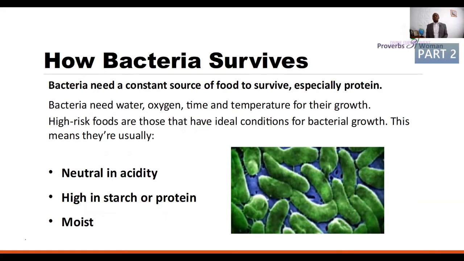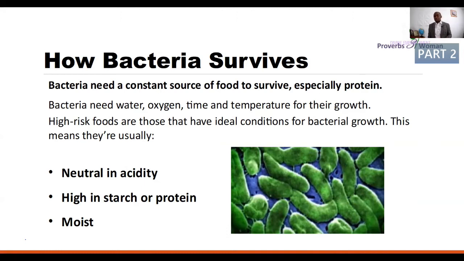Okay, now bacteria need water, oxygen, time, and temperature for their growth. If we don't have water, oxygen, time, and temperature, the bacteria cannot multiply. So they need all these components in order for them to grow. Now, high-risk foods are those that have ideal conditions for bacterial growth. This means they are usually neutral in acidity, high in starch and protein, and moist.